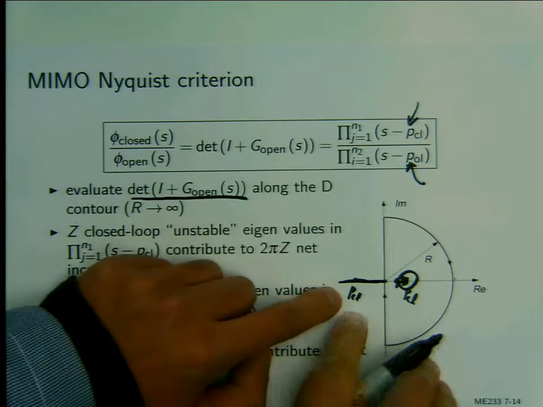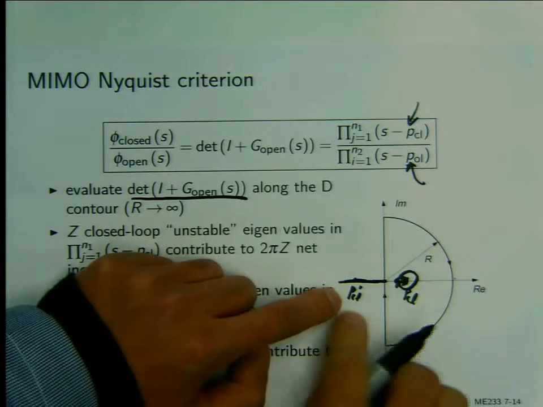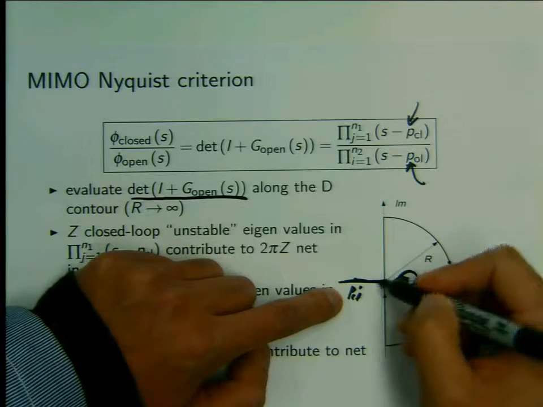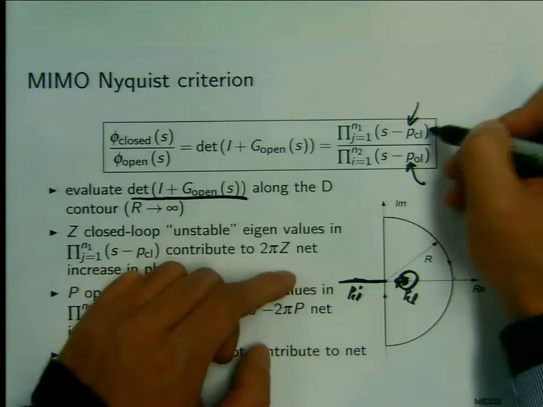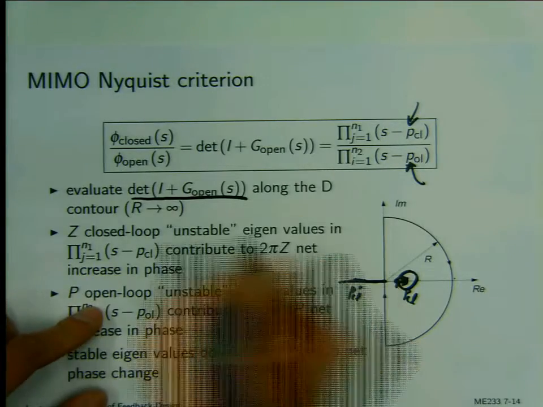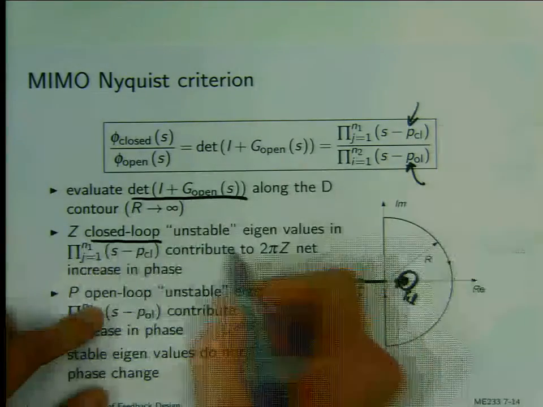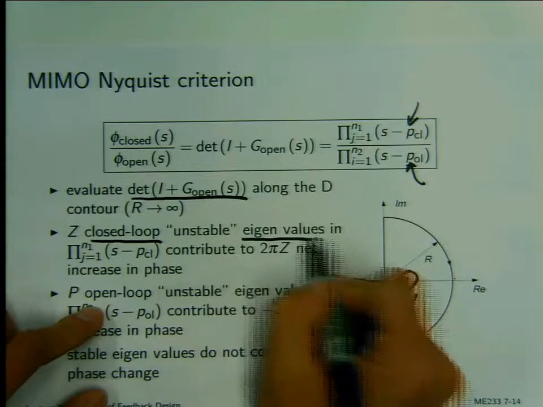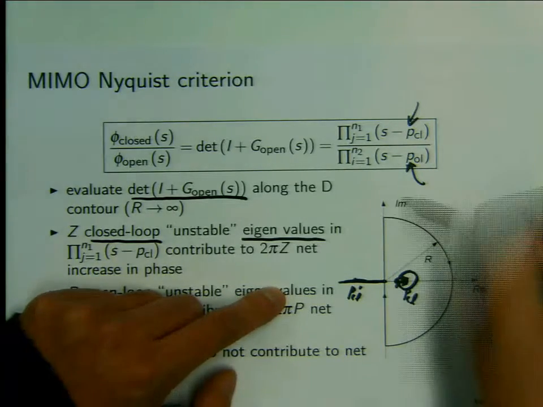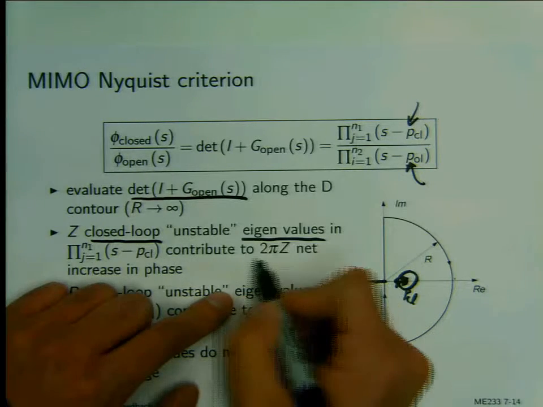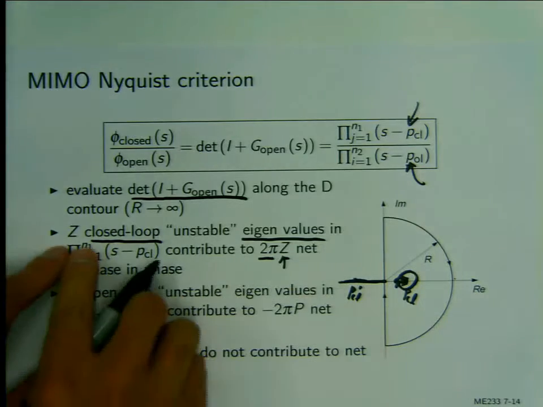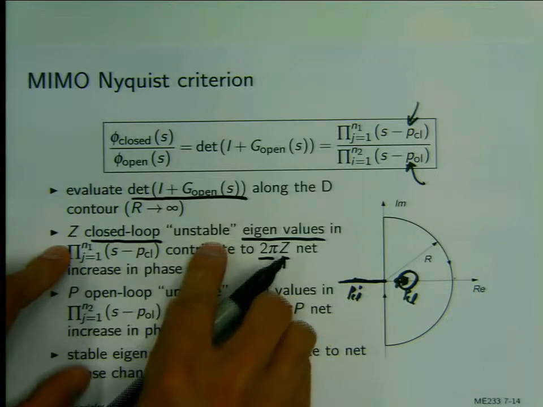If I just have another pole, a pole over here, what will be the negative phase change? Zero, right? Now, this is the top part. This is the contribution to the closed loop eigenvalues. Now you have seen, for unstable eigenvalues on the right-hand side of this complex plane, it will introduce 2 pi times the number of unstable eigenvalues, okay?